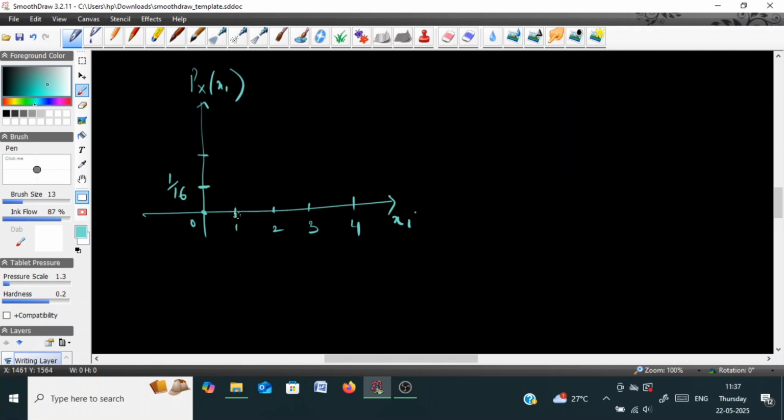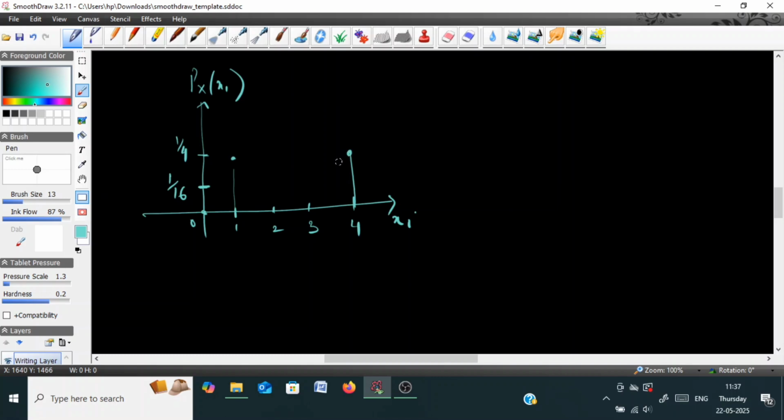PDF, definitely, so you have xi and probability of xi: 0, 1, 2, 3 and 4. The probability of getting x equal to 0 is 1 by 16. Maybe I write here like this. Probability of getting 1 is 1 by 4, and also the probability of getting 4 is also 1 by 4.